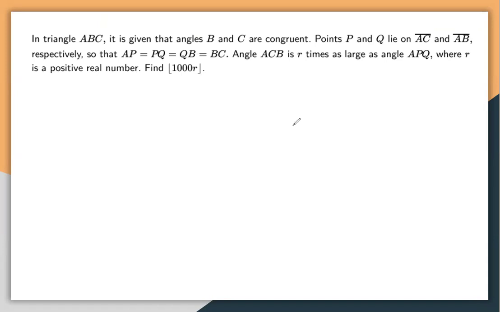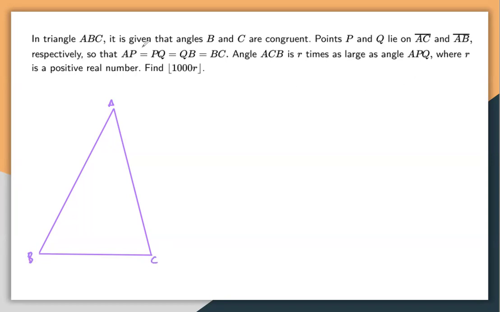Okay, it's kind of complicated without really having figures. It's a geometry problem, so let's start with a figure. Also, angle B and C are congruent, so I'll just try to make this as a triangle. Okay, so let's say this is the case. This is A, and this is B, and this is C.